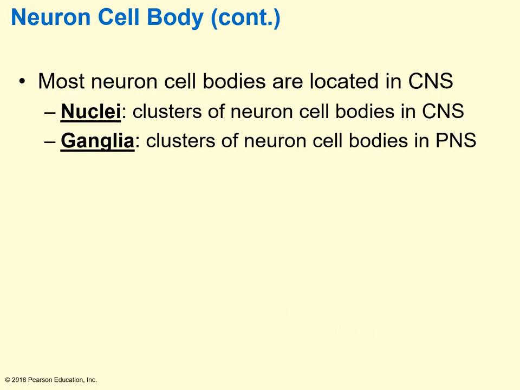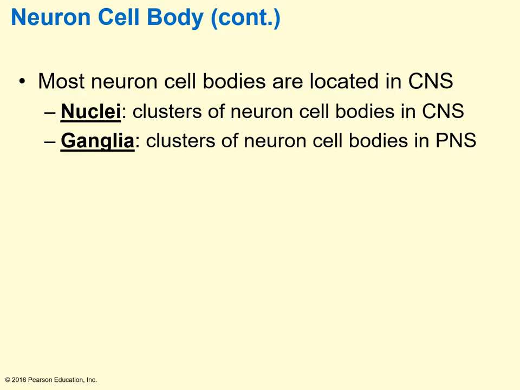And then a couple of terminologies that we use. When you have a cluster of these cell bodies, we tend to give them different names, whether they're in the central nervous system or in the peripheral nervous system. Most of the neuron cell bodies will be located in the central nervous system, and they're going to be called nuclei. Now, this is not the same thing as the nucleus of a cell, or the nucleus of an atom. Unfortunately, it's a similar name, but it has a different meaning. So it's just a cluster of cell bodies in the central nervous system.